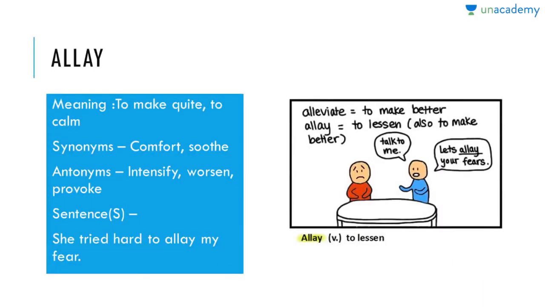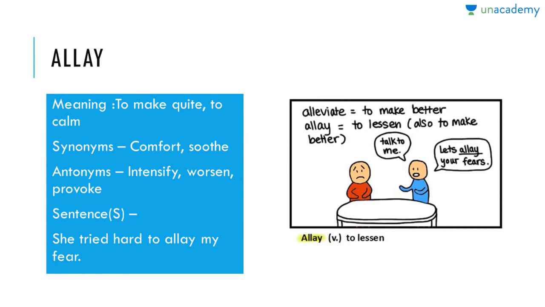Allay. Allay basically means to make quiet or to make calm. If someone is really upset, you're giving your words and soothing their misery. So you're allaying. Synonyms for this word could be comfort, soothe, and the antonyms could be intensify, worsen, or to provoke. Let's look at the sentence. She tried hard to allay my fear.